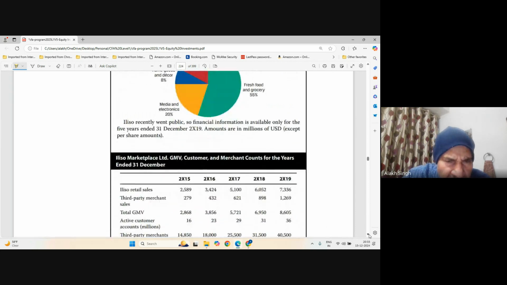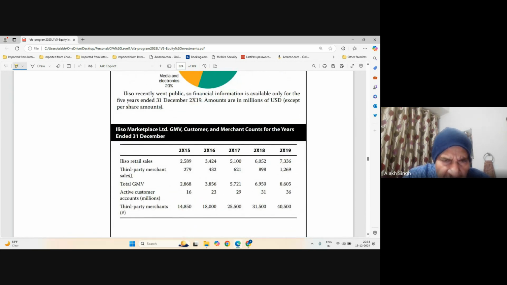Now let's go down, and here is the marketplace. So Eliso Marketplace GMV, customer and merchant counts for the year. So this one is their comparative third part. Okay, so this one segment is retail sales. Another is merchant sales. Obviously, it is much smaller because here the cost of goods sold is part of the merchant cost. But in retail sales, it will include cost of goods sold also. So that's how it works.